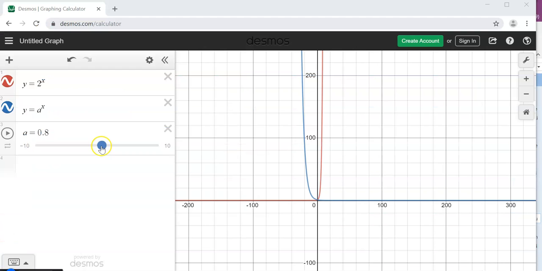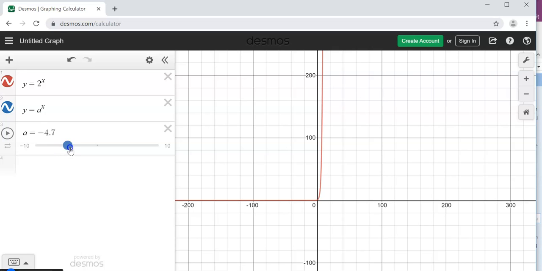Let's keep investigating. So we've seen what happens when a is equal to a fraction, between 0 and 1. What happens as we continue to decrease this value? Well, as we decrease this value, you actually see that this curve begins to stop existing. And I'll explain what's going on there.